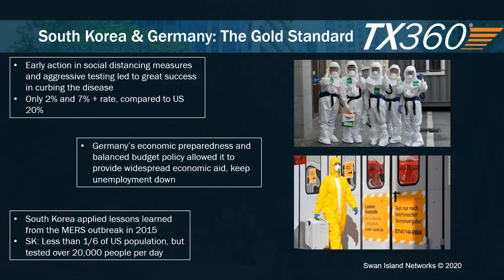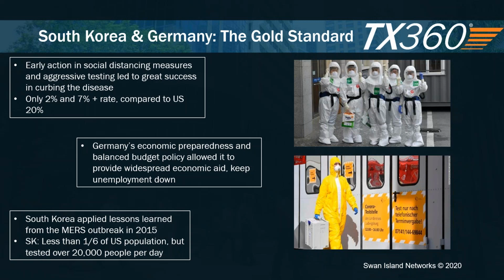South Korea and Germany are both cited very widely as being the gold standard on how to flatten the curve of the virus. Both took early action in social distancing measures and aggressive testing, which led to great success in keeping the numbers low. South Korea had only a 2% positive infection rate, and Germany only a 7% positive infection rate, which when compared to the 20% positive rate that we saw in the United States throughout April, or even the 11% positive rate that we're seeing now at the start of May, those are very good numbers.